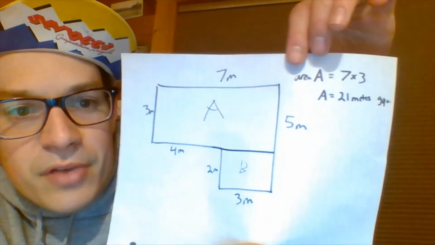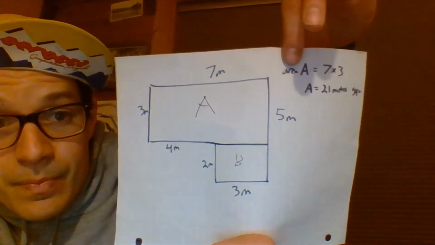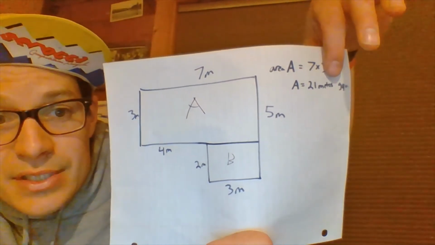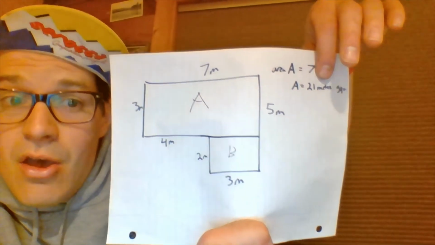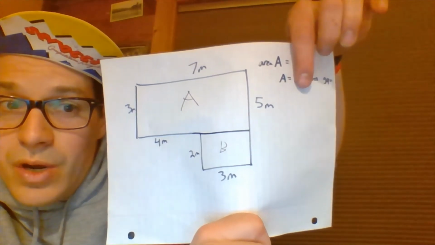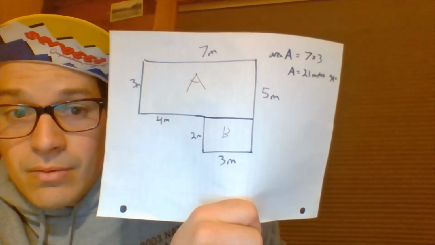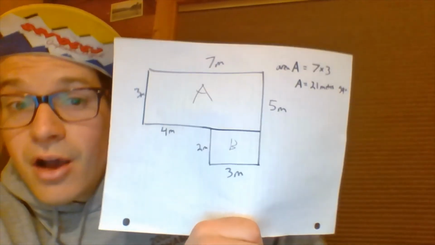I'll write out the formula for area A, which means the area of A. Area A equals 7 times 3. You could say 7 meters times 3 meters too, if you want to be even more accurate. But then I get the area, I should actually have written area A equals 21 square meters. But hopefully you're realizing I'm not done. I have to get the area of B.